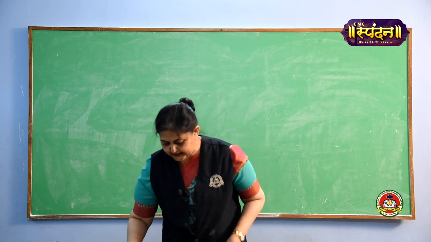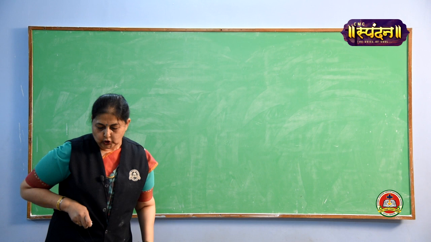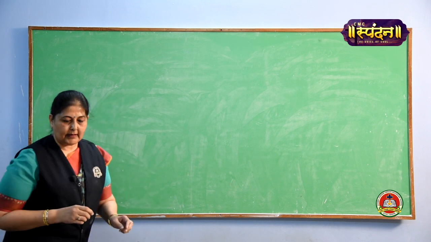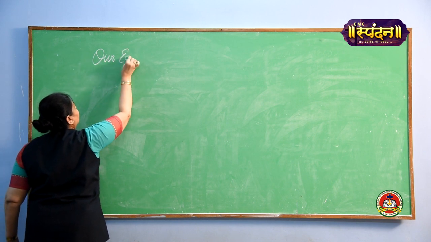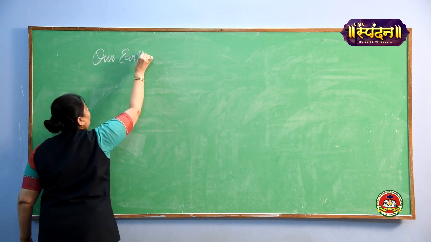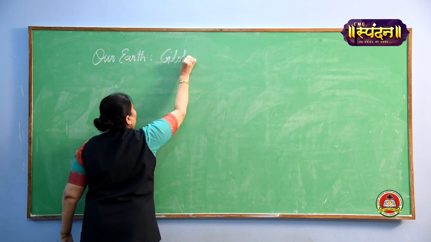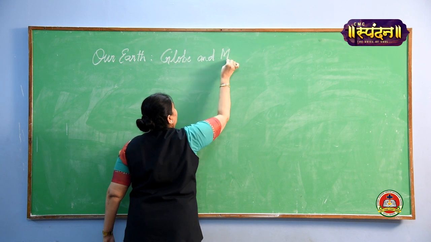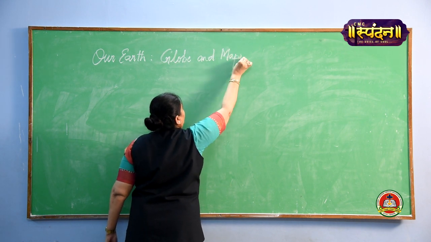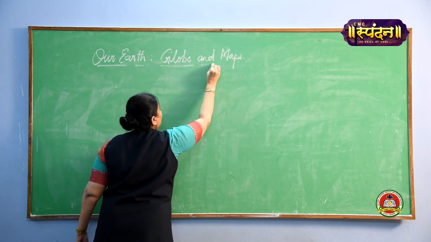Let's write the name of the lesson. Can you tell me the name of the lesson? Our Earth, Globe and Maps. This is lesson number 2.